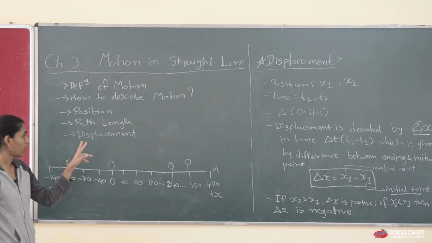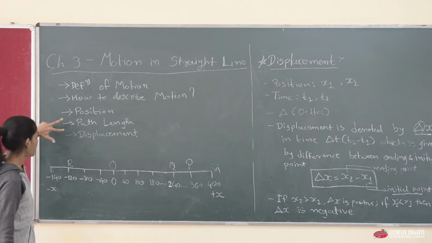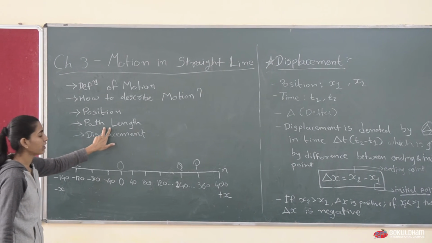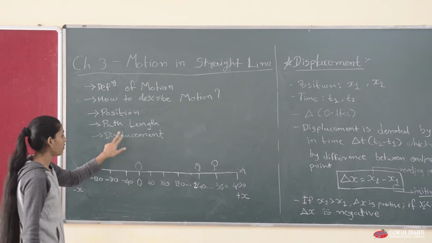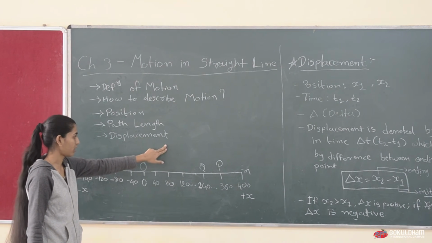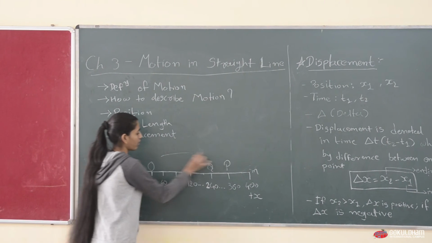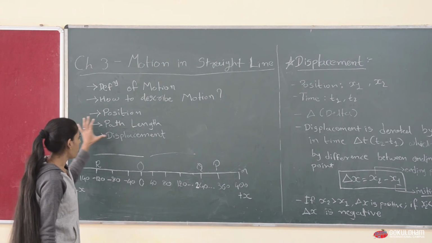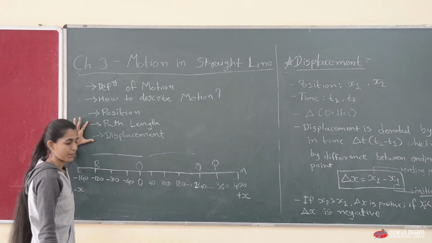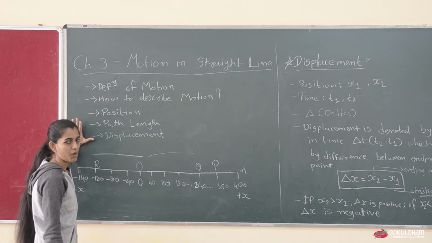Now, the main point about the difference between displacement and path length is, in path length we only have magnitude and no direction, but in displacement we have both magnitude and direction. So, our car will move forward also and backward also. Now, the value of the magnitude and the displacement can either be the same or different.